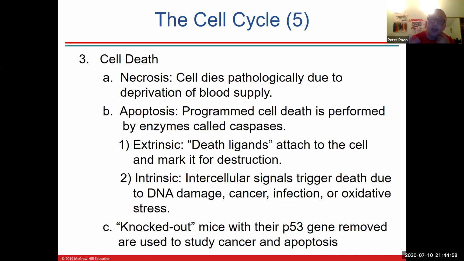There are two ways to do this. One is extrinsic. Extrinsic means that you receive a cell death signal from somewhere else. A good example is T cells telling you to kill yourself because you're infected by virus. Intrinsic is things like P53, telling you to kill yourself because there's too much DNA damage.